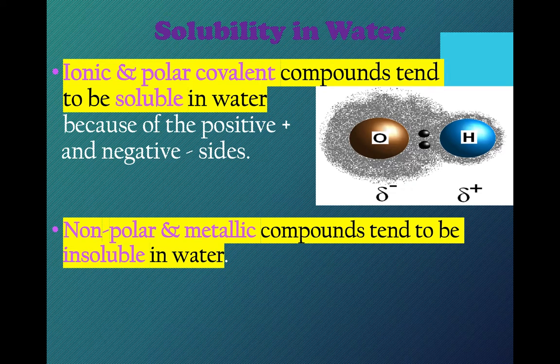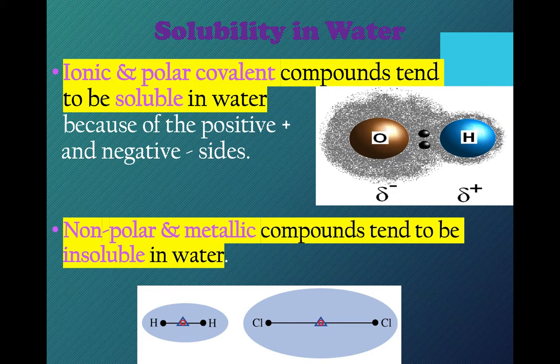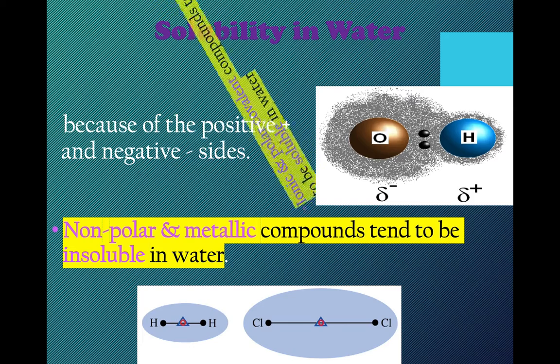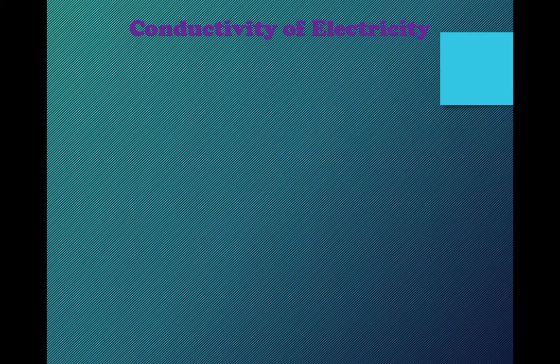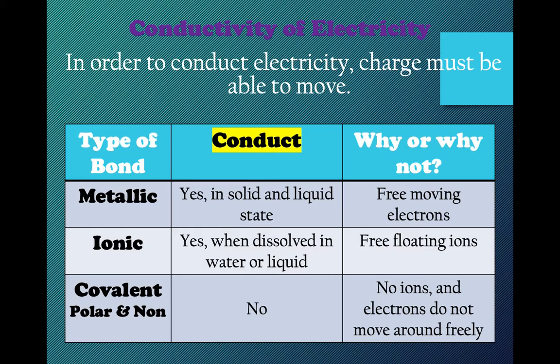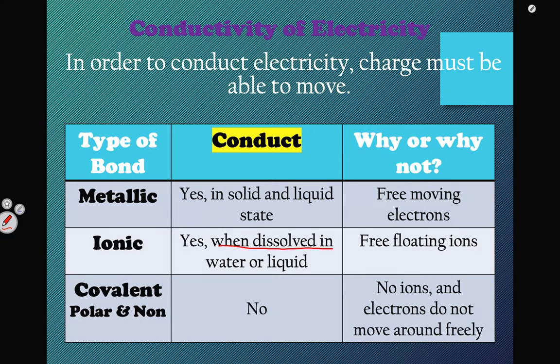And then your third column will be for conductivity. So this is, does it conduct electricity? Metals, yes, obviously. For ionic, yes, but make sure you write this down: ionics only conduct electricity when they dissolve in water, and then covalent compounds do not conduct electricity at all.